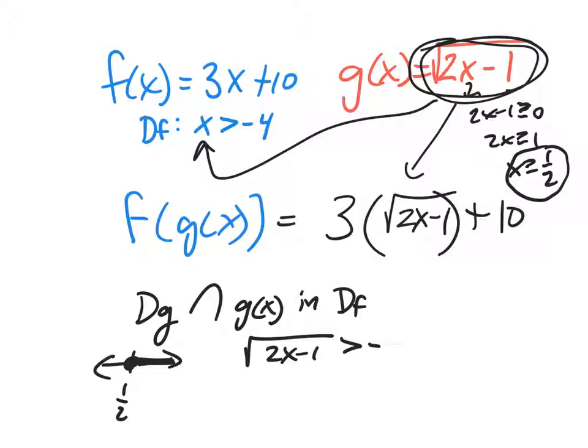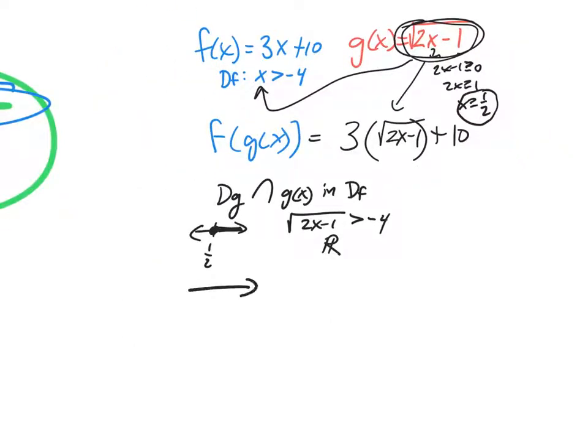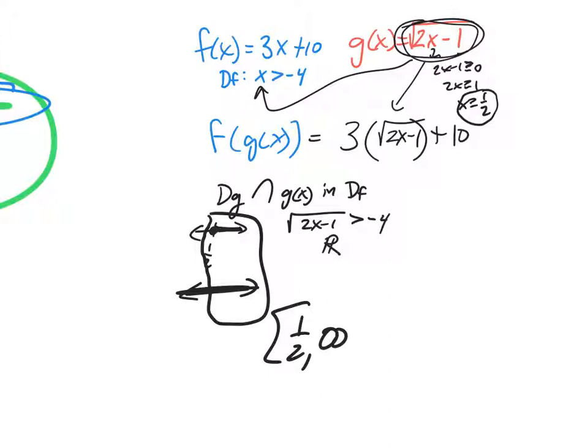And I get, well, that's a tricky one. And now I overlap these two. And it's from 1/2 bracket to infinity. How are you supposed to notice that?